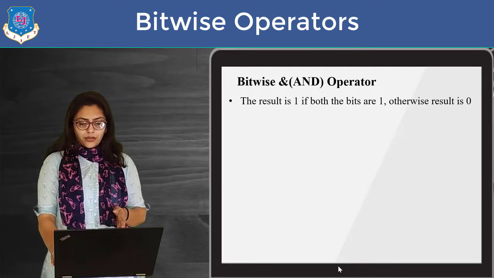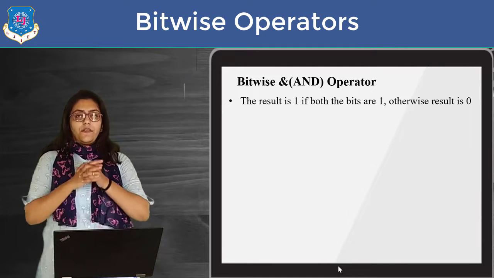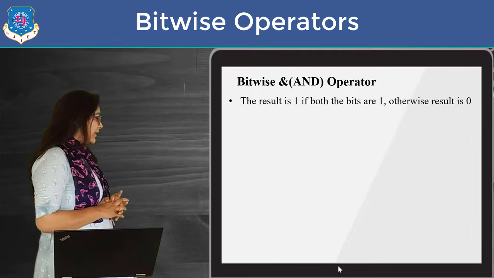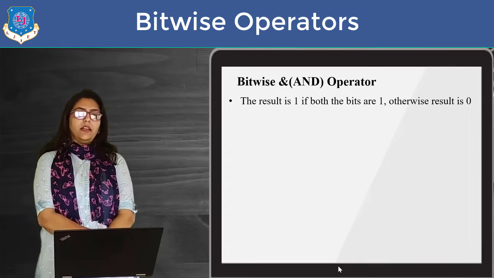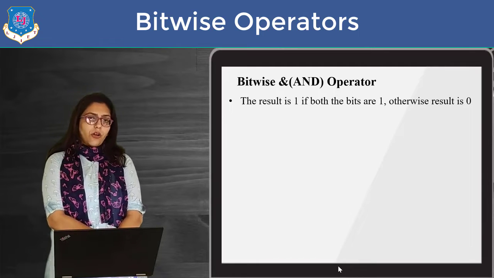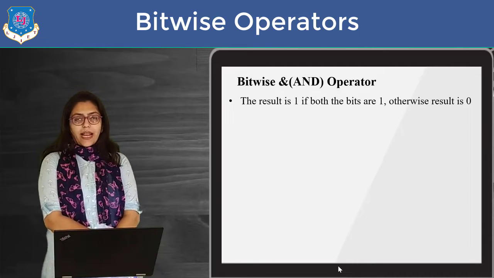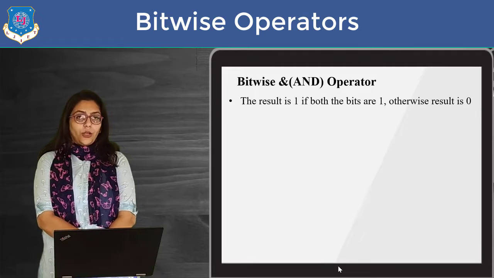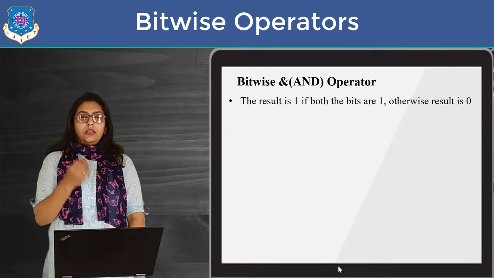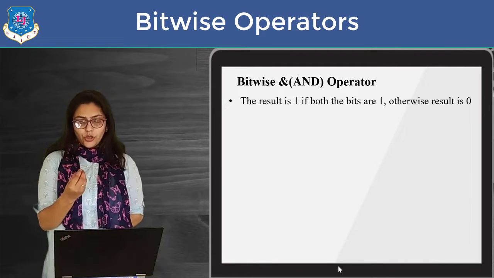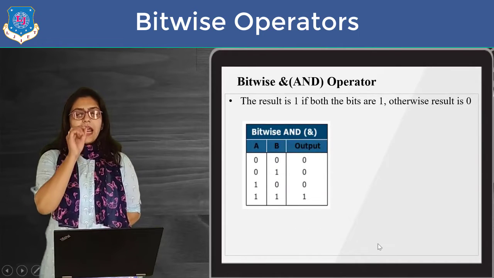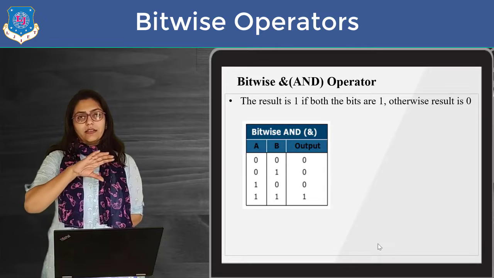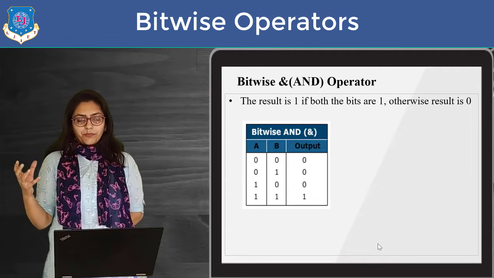Now, first is the bitwise AND operator. So what exactly is the function of the AND operator? When we were seeing the AND operator in the logical operators, at that time I told you that the AND operator will return value 1 only when both bits are 1. So if all bits are 1, then only AND will give 1. It is like a series of bulbs, right?